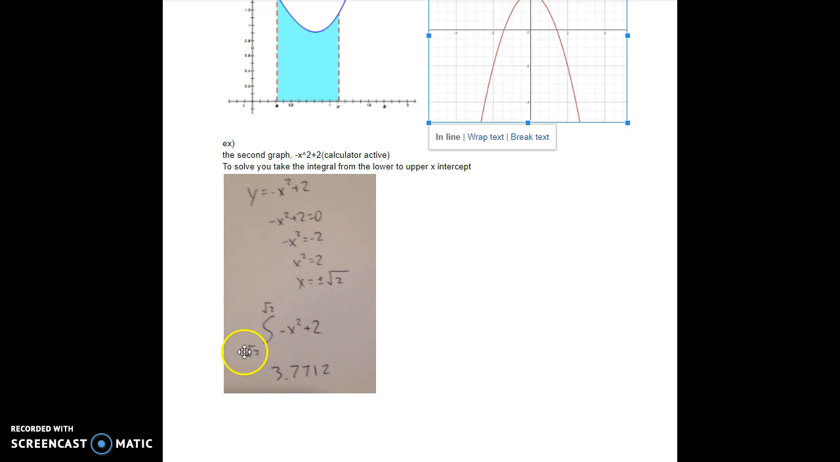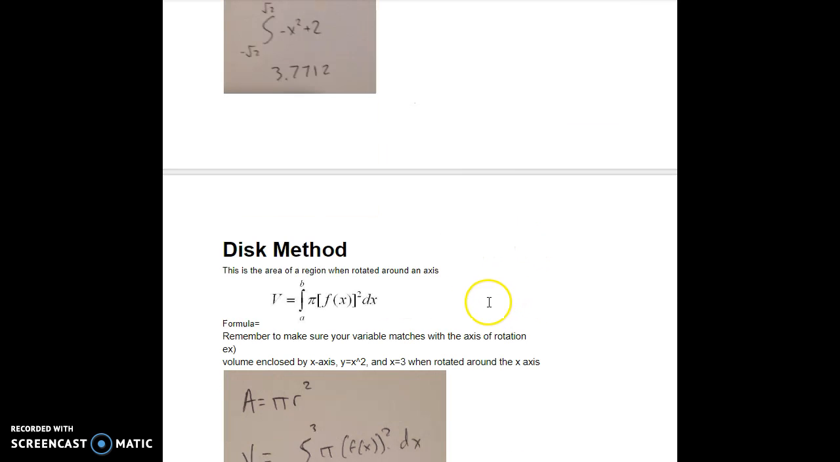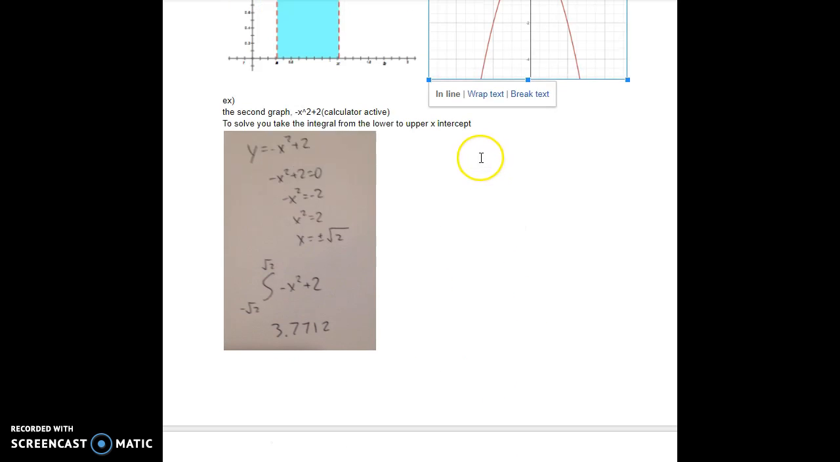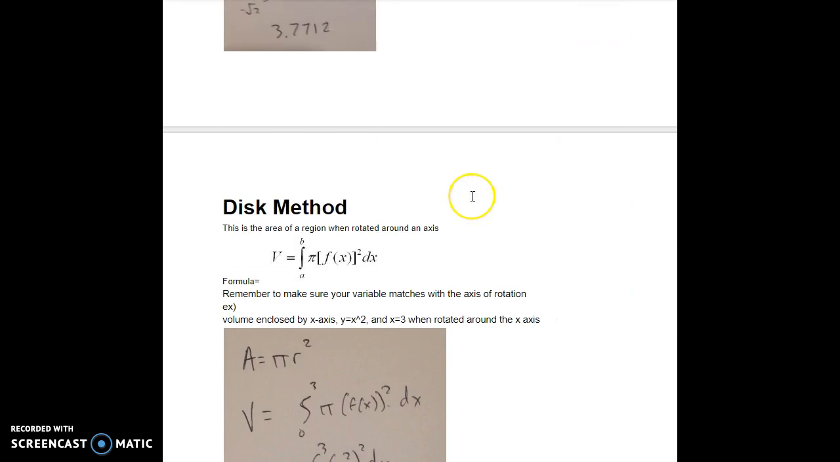So as I said before, you take the integral from negative square root of 2 to positive square root of 2 of your original formula, which is negative x squared plus 2. So since this is calculator active, you can just type this into your calculator, and you get 3.7712. So that's how you solve the area under a curve.